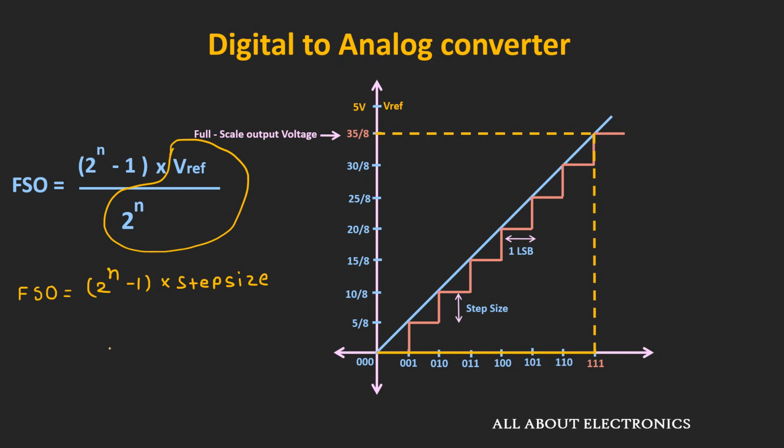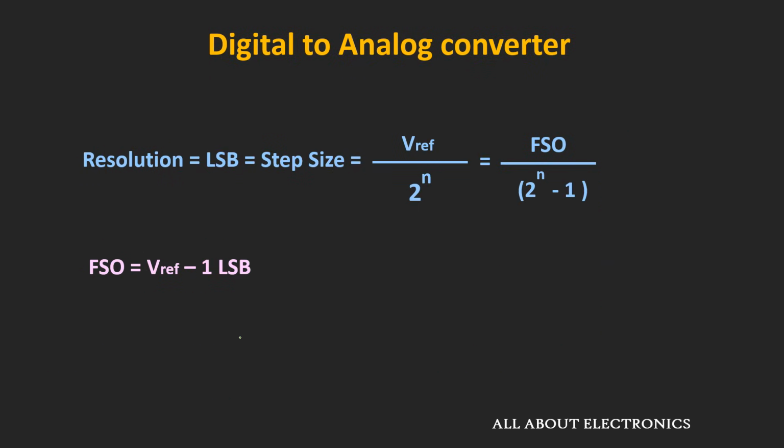Or from this we can say that the step size or the resolution of the DAC is equal to the full scale output voltage divided by 2 to the power n minus 1. So the resolution or the step size, or the voltage corresponding to 1 LSB, is equal to V reference divided by 2 to the power n, that is equal to the full scale output voltage divided by 2 to the power n minus 1.